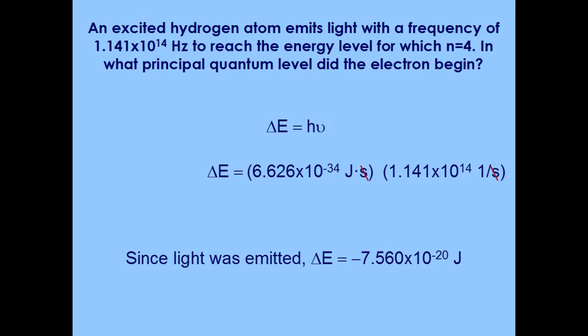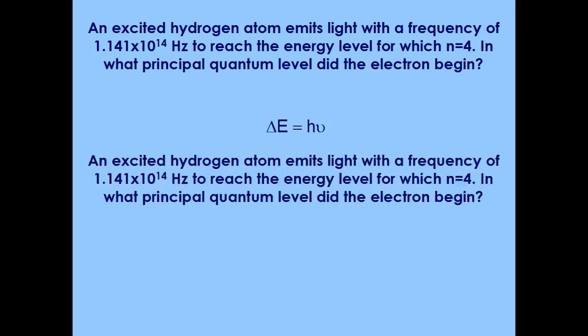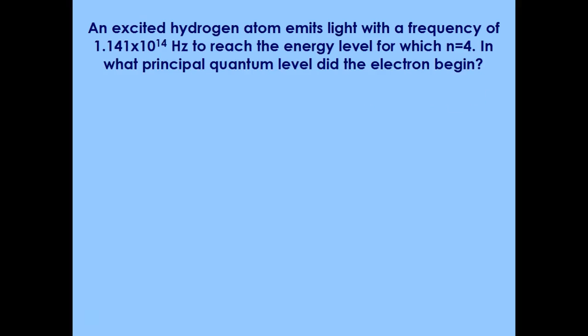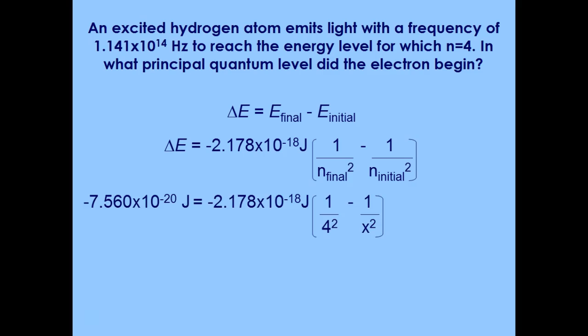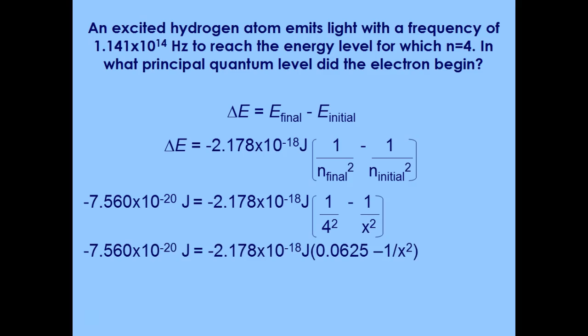We're told light is emitted, so that delta E would be going through an exothermic change, and so that's why the sign is negative. If it had absorbed light, it would be positive. So we have our delta E, and we know we got to an N of 4, so we can go ahead and substitute in for N final an N value of 4. And at this point, again, it's algebra. We have our delta E, we have our constant, and we're solving for N initial.